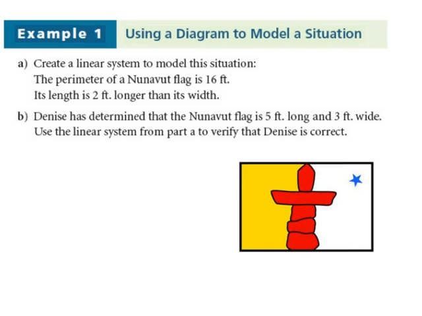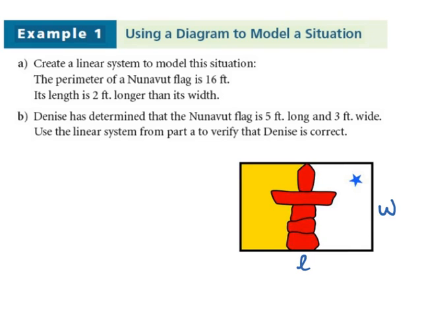The perimeter of the Nunavut flag is 16 feet. Its length is 2 feet longer than its width. So let's take a look at this flag and let's model it. We know that the flag is a rectangle. This flag has a length and it has a width.